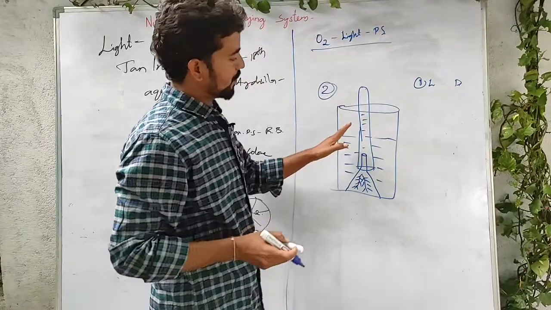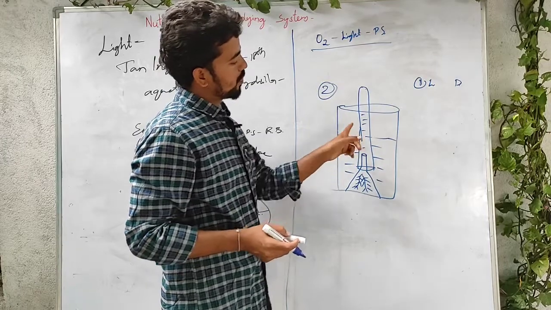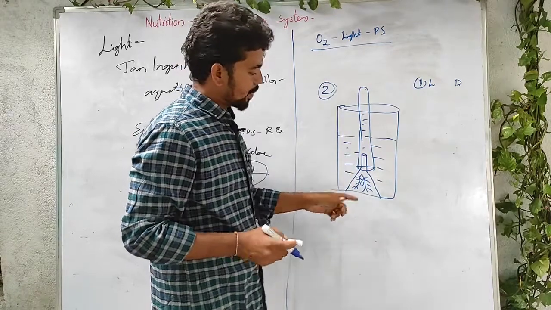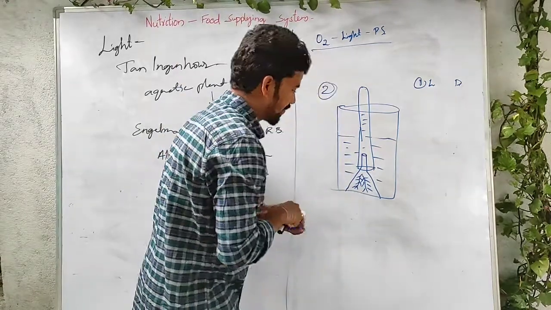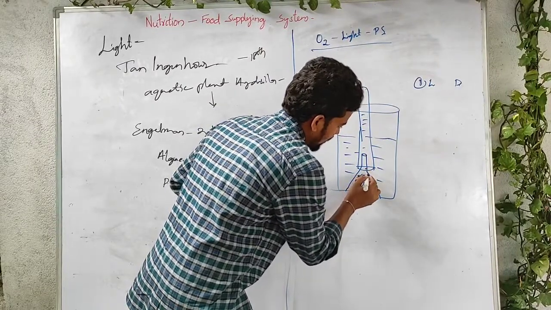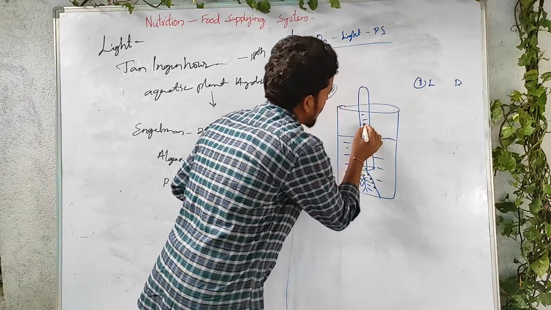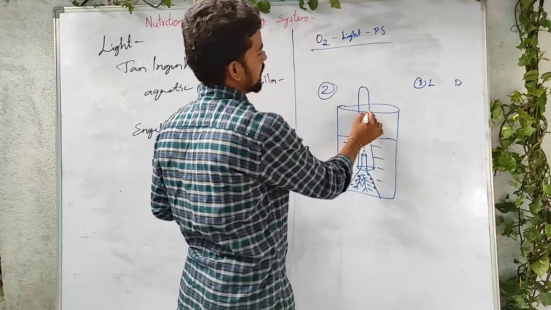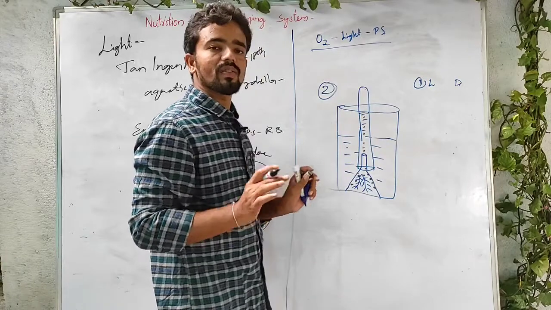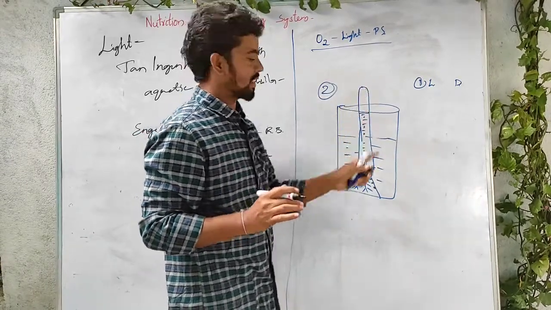After 3 to 4 or 4 to 5 hours, what will happen? The setup which is put under sunlight will produce oxygen. Here we can see bubbles around the plant, and even on the walls of the funnel, some small bubbles will be moving like this, and they will be collected in the test tube. Whereas in the dark, no bubbles will be observed.